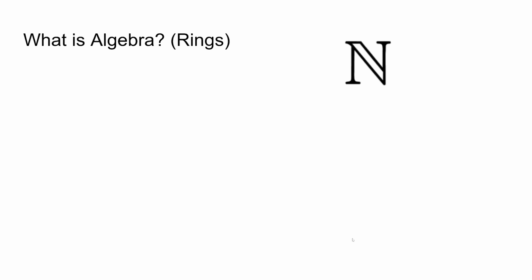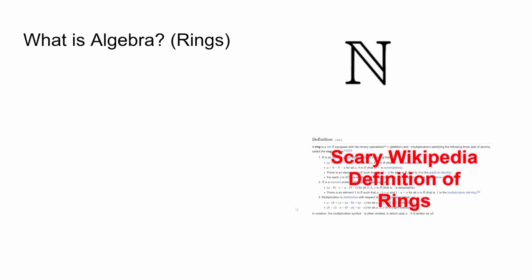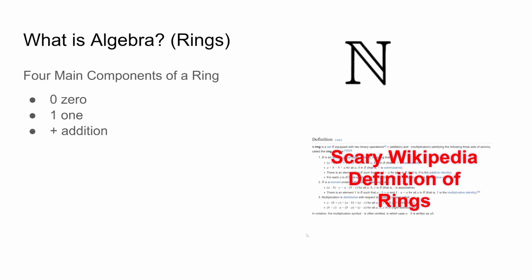So for an algebra in mathematics, we're going to specifically be focusing on rings. So like the natural numbers. In Wikipedia, there's a very confusing definition of rings that has all the properties, but we will focus specifically on a few key details of this. So the four main components of the ring are a 0, a 1, addition, and multiplication. And we will be defining all of these using types.